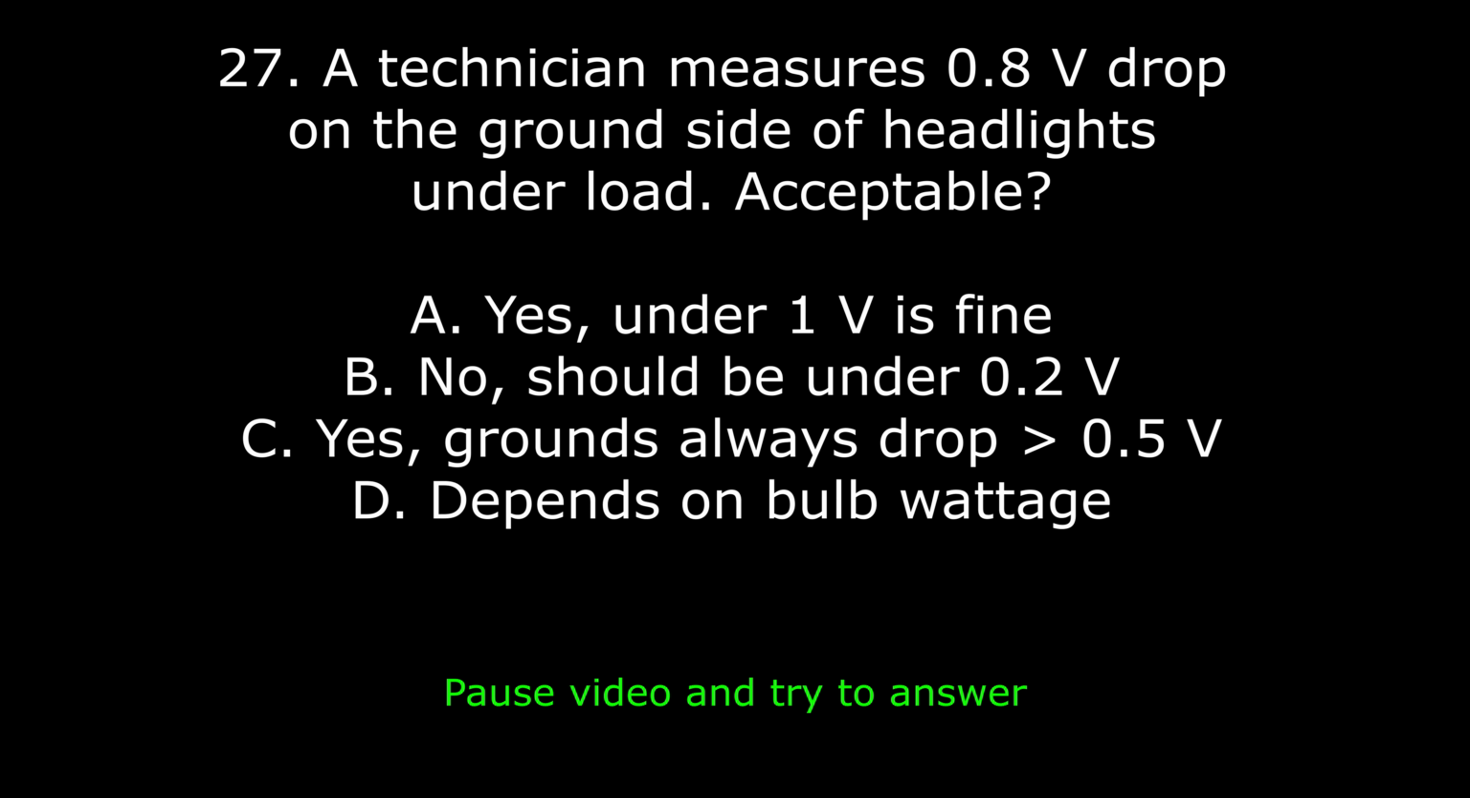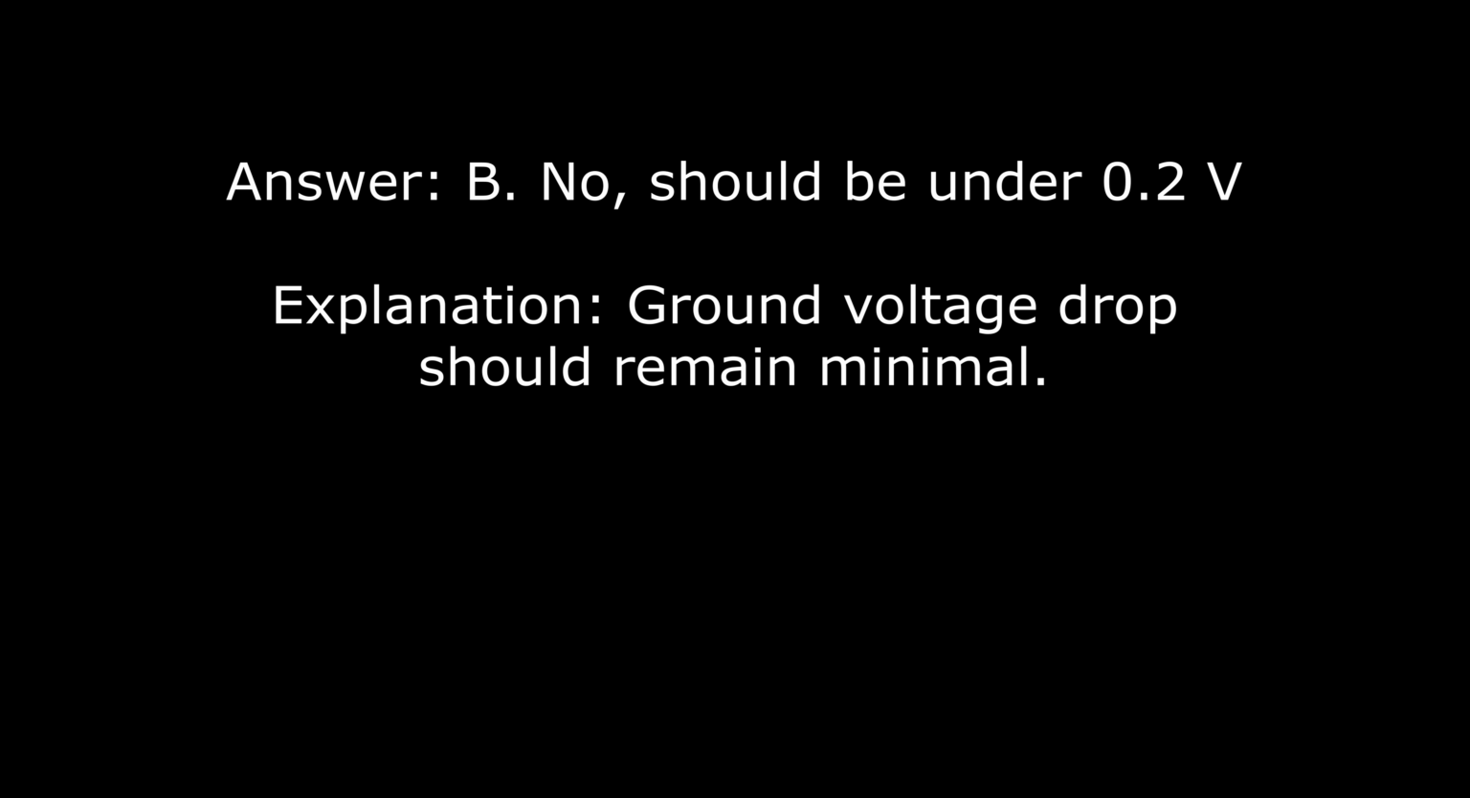27. A technician measures 0.8-volt drop on the ground side of headlights under load. Acceptable? A. Yes, under 1 volt is fine. B. No, should be under 0.2 volts. C. Yes, grounds always drop greater than 0.5 volts. D. Depends on bulb wattage. Answer: B. No, should be under 0.2 volts. Explanation: ground voltage drop should remain minimal.